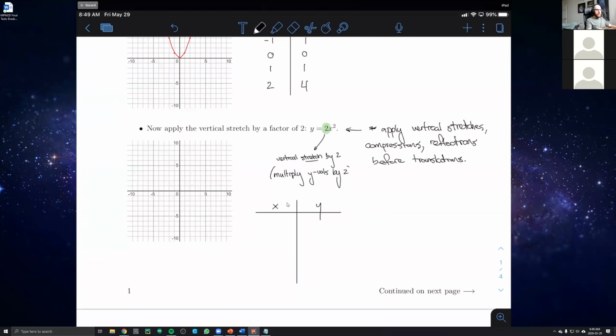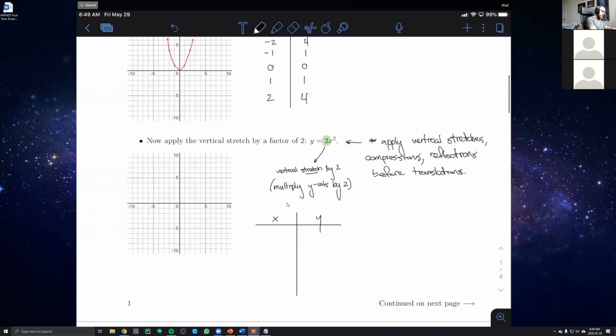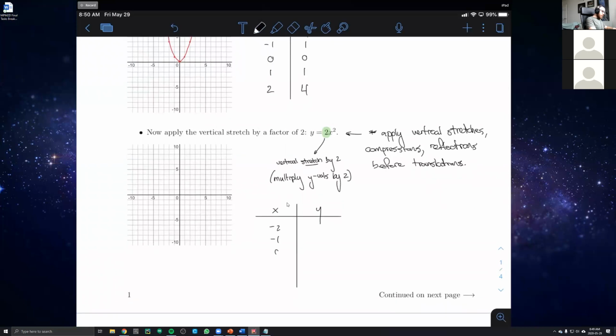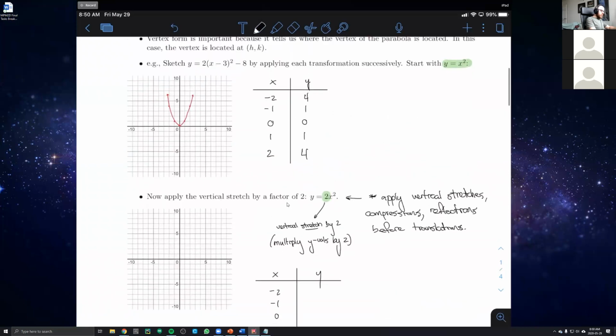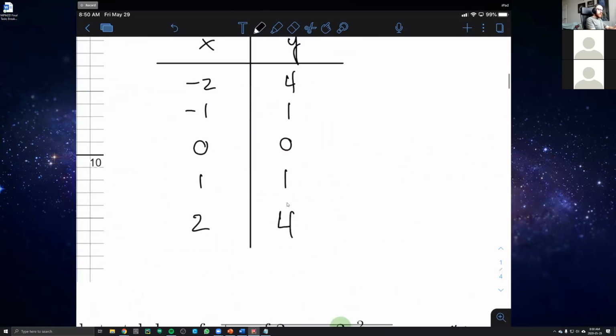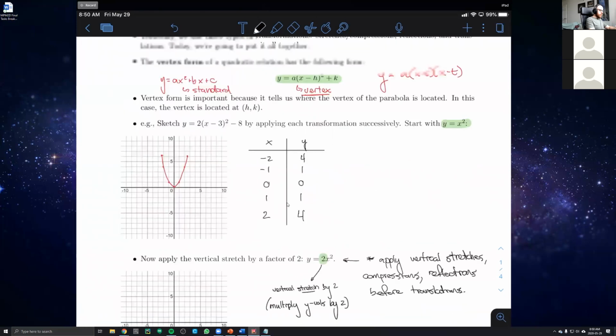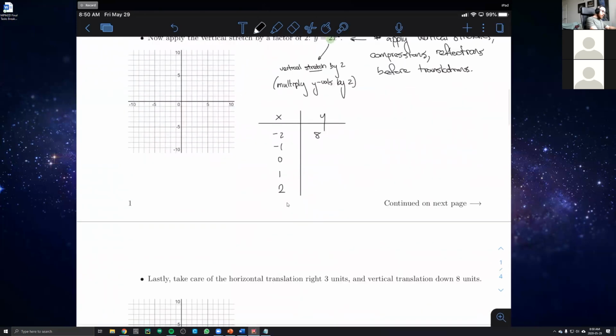Because that's what a stretch does, right? A stretch multiplies all of the y values by 2, but the x values remain the same. So I'm going to carry through my same x values. But then I'm going to take my original y values, so 4, 1, 0, 1, 4, and multiply them all by 2. So I'll have 8, 2, 0, 2, 8.